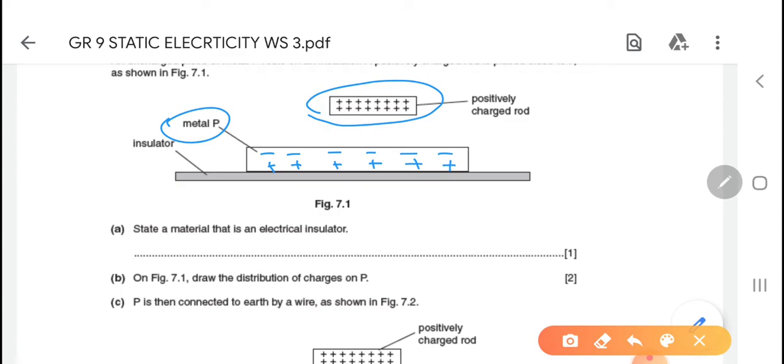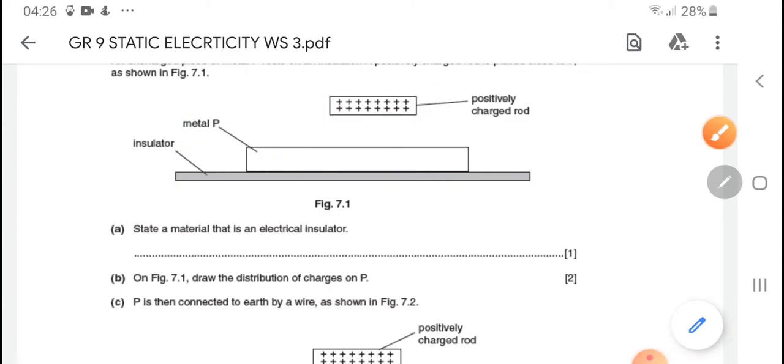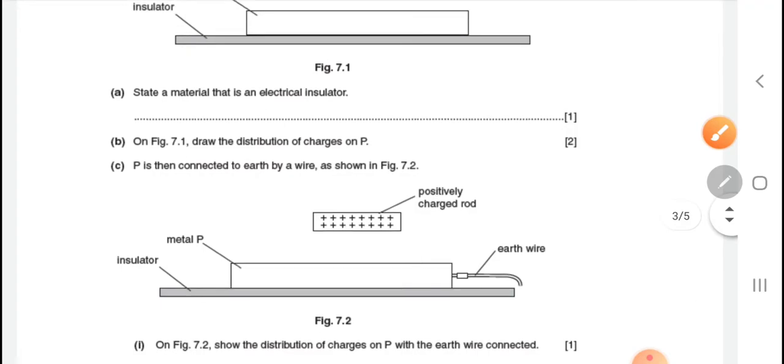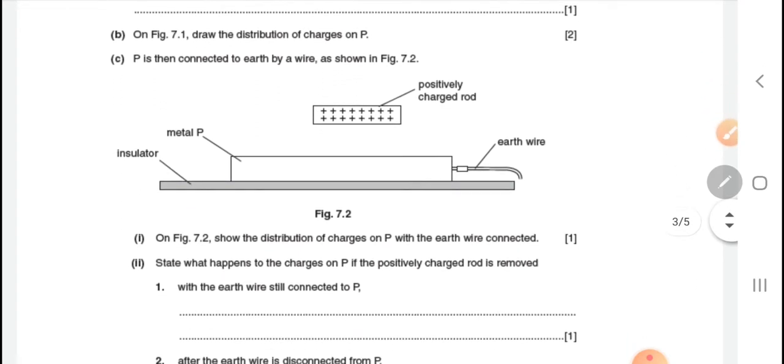So it is advised not to draw a lot of charge. If you draw 20 negative charges, then you have to draw 20 positive charges. So you can draw a lesser amount, like between 5 to 7 charges. P is then connected to earth by the wire as shown in figure 7.2.